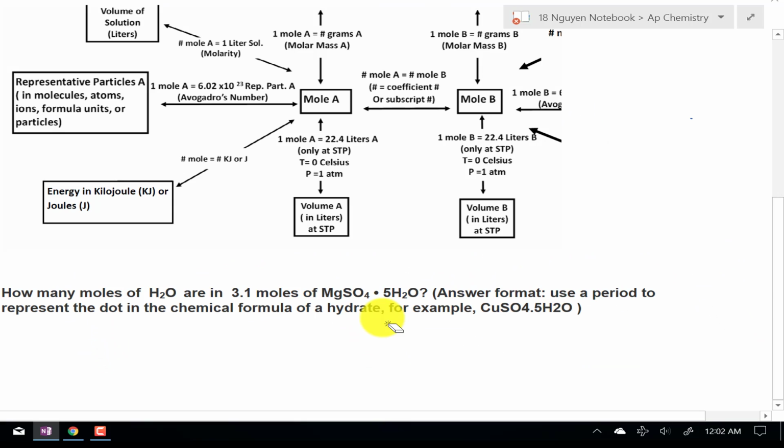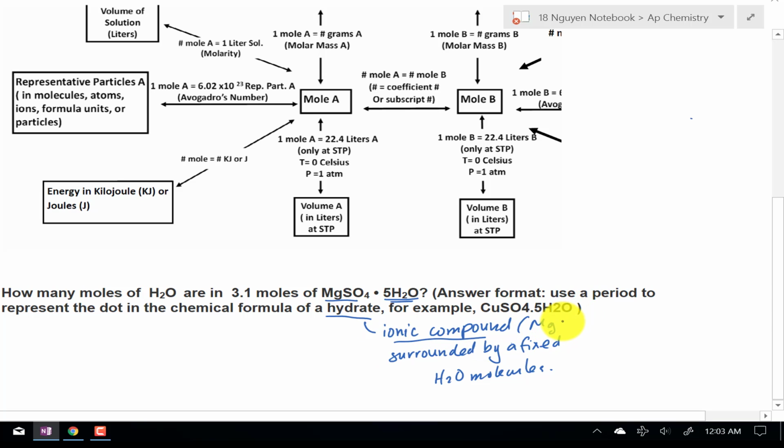Now let's try to look at a more complicated substance, which usually is a hydrate. And what is a hydrate? A hydrate is basically a compound where usually an ionic compound has water molecules surrounding it. A hydrate is basically an ionic compound, which in this case is your MgSO4, surrounded by a fixed number of water molecules. In this case, 5 water molecules, and that's basically a hydrate.